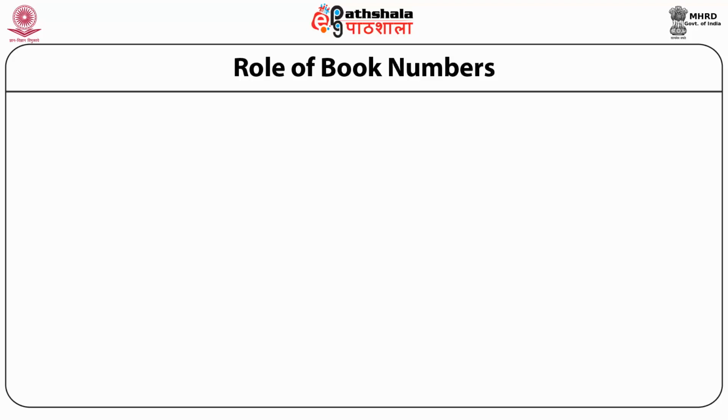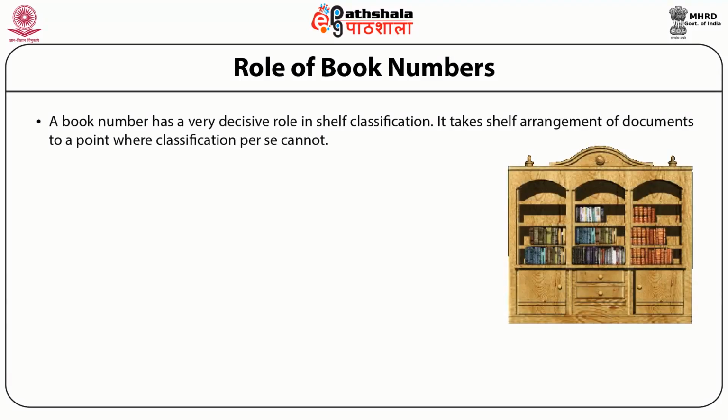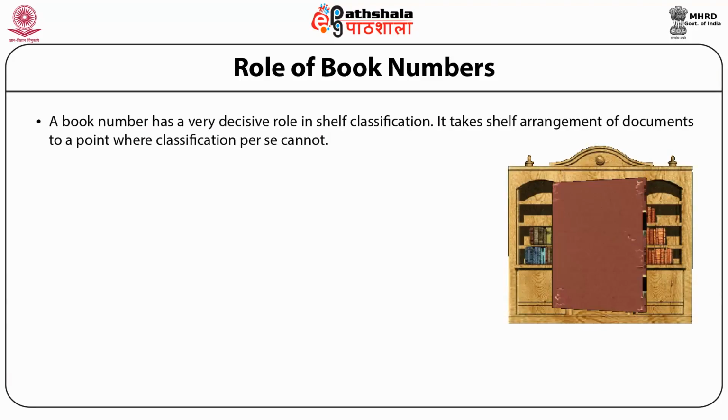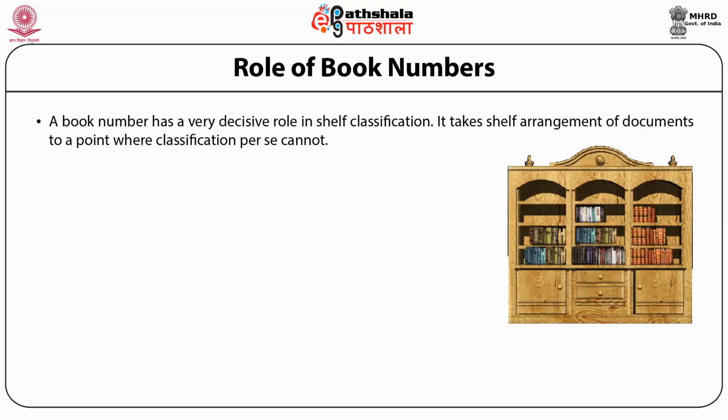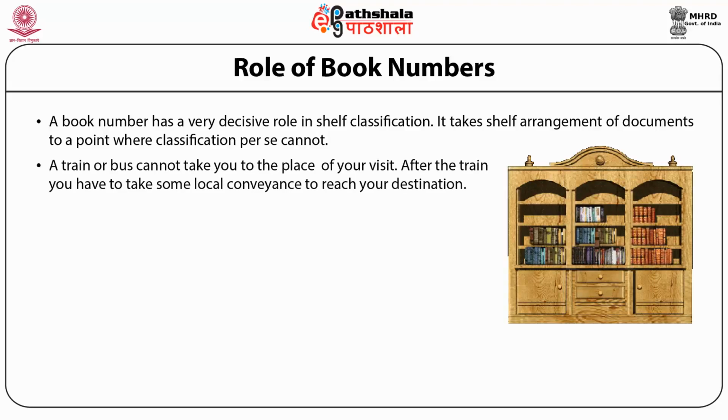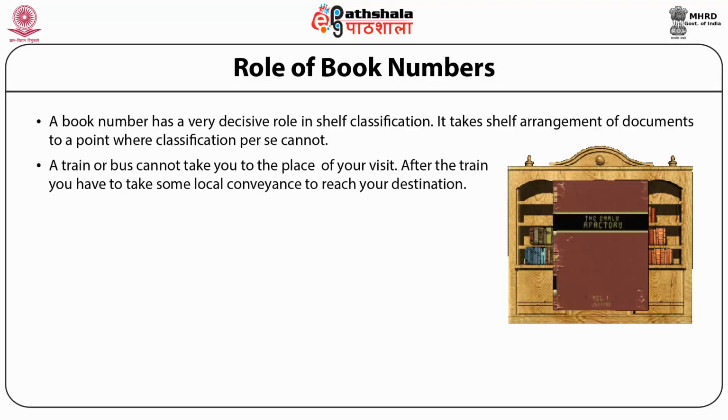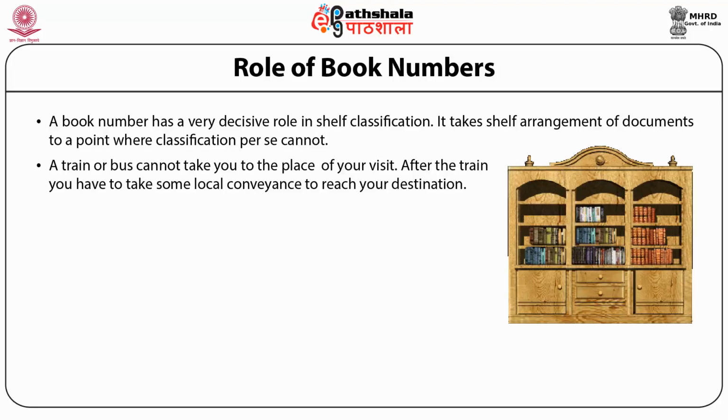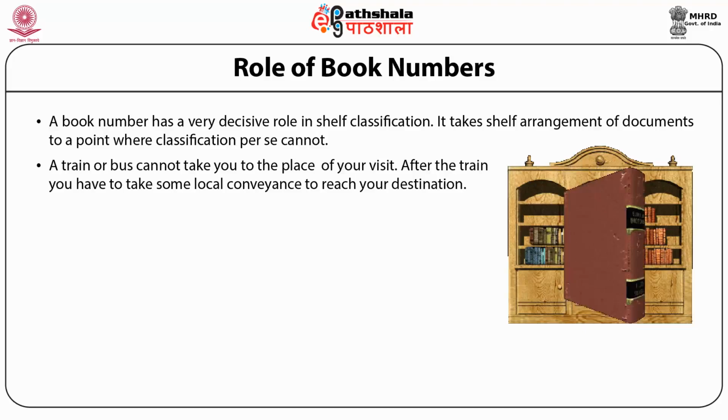Role of book numbers. A book number has a very decisive role in shelf classification. It takes shelf arrangement of documents to a point where classification per se cannot. It means that the work of the book number starts from where that of the class number ends. For example, a train or bus cannot take you to the place of your visit. After the train, you have to take some local conveyance to reach your destination.